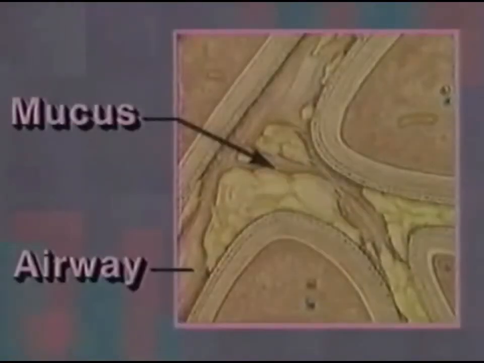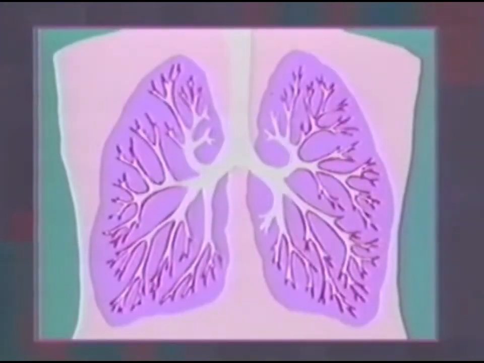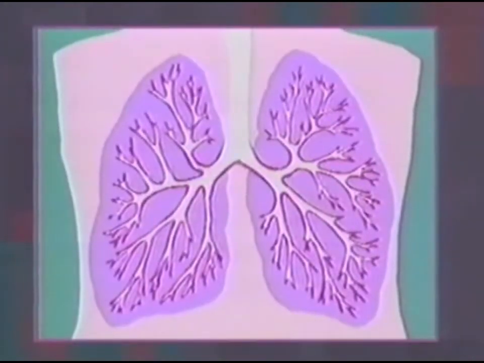2. Obstruction of the airways with mucus. This is most common in chronic bronchitis, but may also be present in asthma and emphysema. 3. Narrowing, inflammation, and spasm of the airways, which is characteristic of asthma.